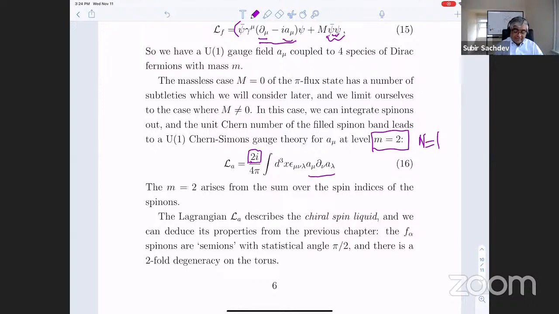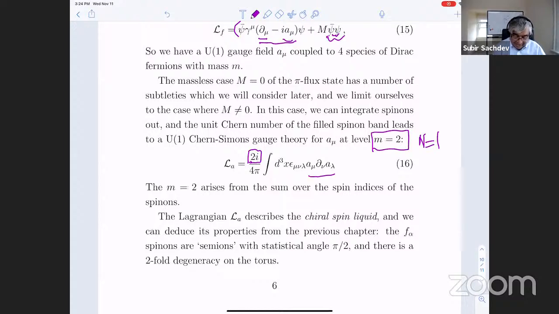All right. So now, I could just say, okay, I'm done. I just now open up the chapter on Chern-Simons gauge theories and figure out the edge states, figure out everything, figure out the degeneracy on a torus and all of that. All those answers now apply. All I have to put is m equals 2 in everything we learned.